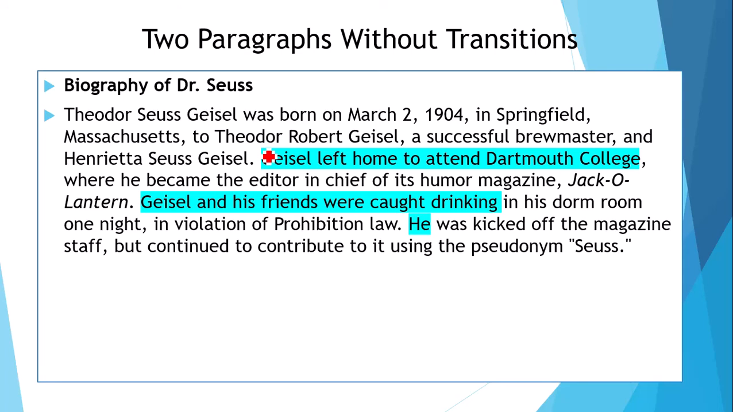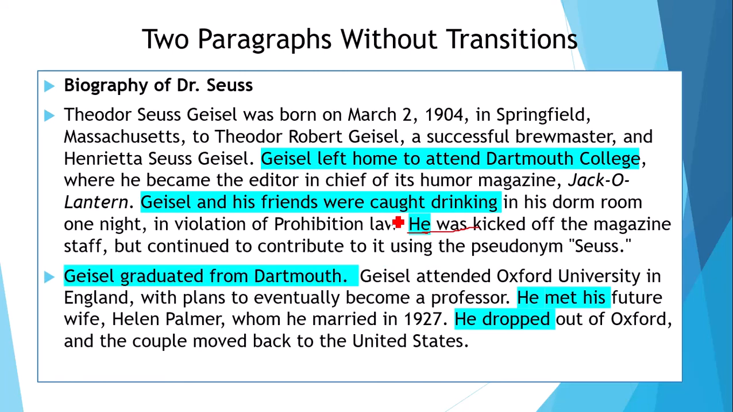So we jump from him being born to going to college. There needs to be something there. Then we jump to him being caught drinking. Then we have him being kicked off the magazine, which is a result of the drinking, but should have a connection there. Second paragraph, Geisel graduated from Dartmouth.